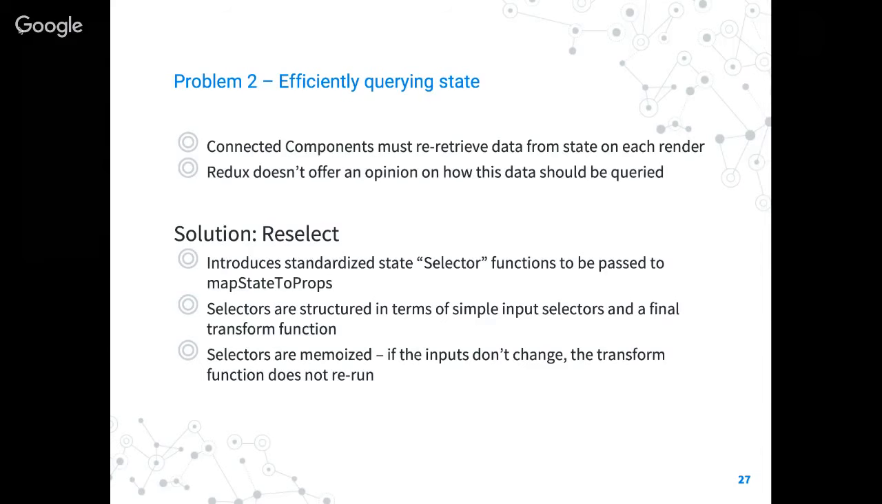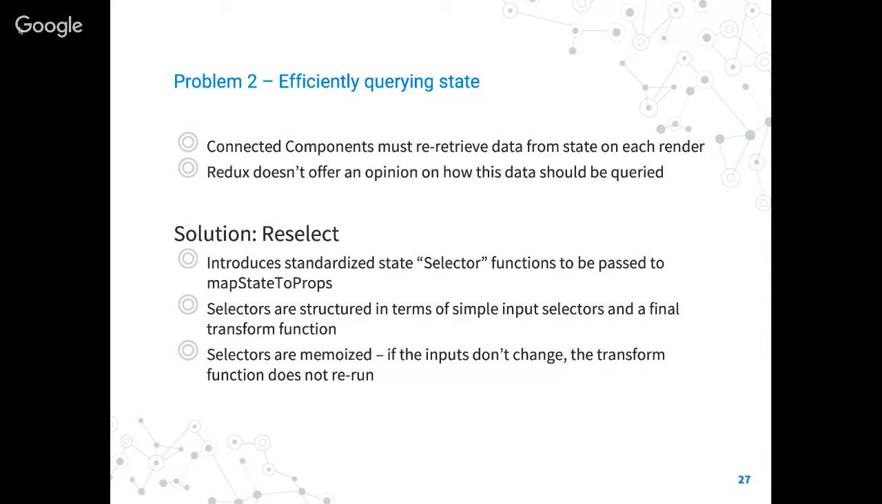Okay, so this is the second problem I want to talk about, and the second solution. A big thing to consider with Redux or React Redux in particular is that connected components need to re-retrieve data from state on each render. So your connect function maps state to props, and those map state to props functions run every render cycle.